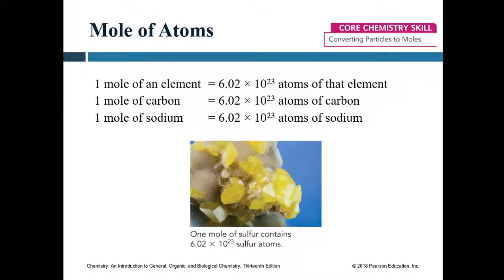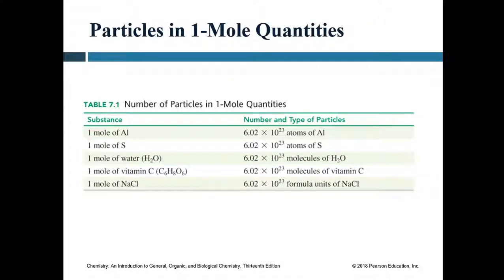Now, a mole of an element is 6.02 times 10 to the 23rd atoms of that element. A mole of carbon is 6.02 times 10 to the 23rd atoms of carbon. A mole of sodium is 6.02 times 10 to the 23rd atoms of sodium. Table 7.1 gives us more examples. A mole of water is 6.02 times 10 to the 23rd molecules of water.